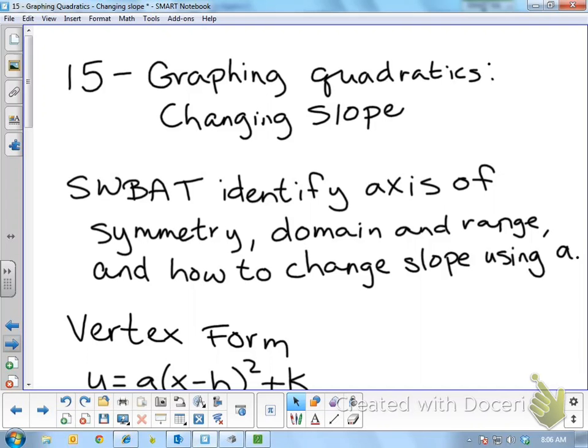But this time we're going to be changing the slope. Last time we only worked with horizontal and vertical shift. Today we're still going to be using horizontal and vertical shift, but we're also going to change the slope. So our goal today is to be able to identify a few more things. We're going to learn how to identify the axis of symmetry, the domain and the range, and we're going to learn how to change the slope using A. So we're still working in vertex form.